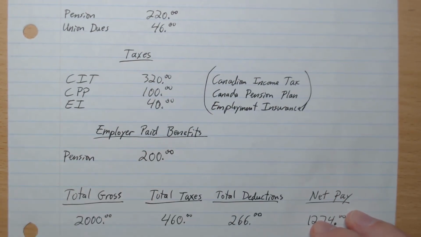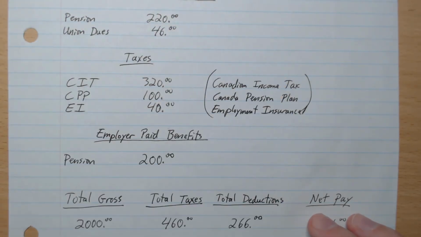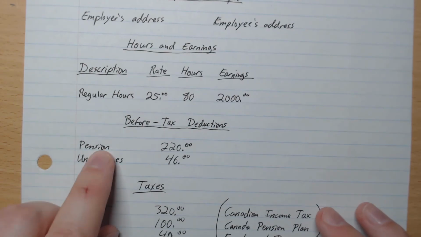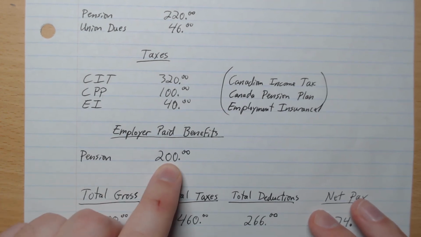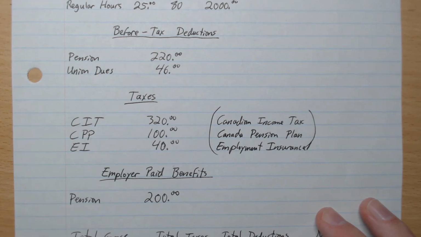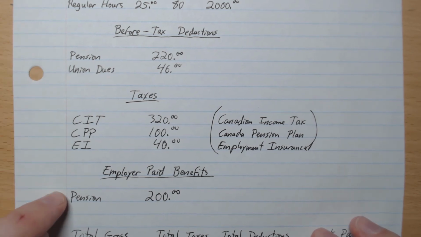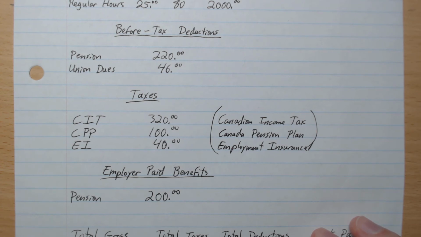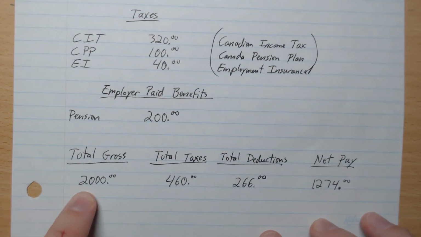Next, employer paid benefits, in this case pension. In this particular pay stub example, you pay into the pension and then your company also pays into the pension for you. So in this case, there's $420 that went into your pension, but you only paid $220. Another example is stocks. Some companies say if you invest in our stocks, we will match it and also pay into those stocks so that you have more.